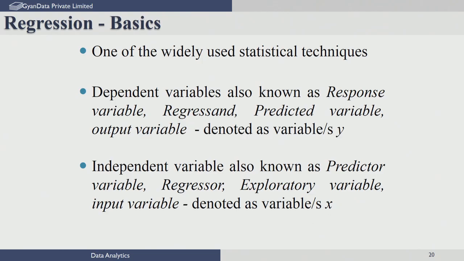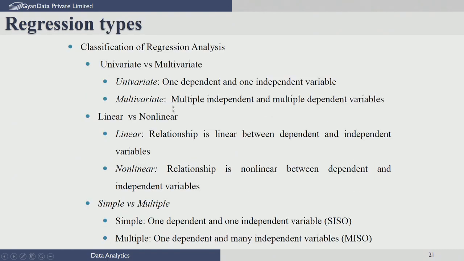Let us, for the simple case, assume that we have only one variable which we denote by x, the independent variable, and we have another variable called the dependent variable which we wish to predict, and we will denote it as y. There are several different classifications, and we are just going to give you a brief idea of that.